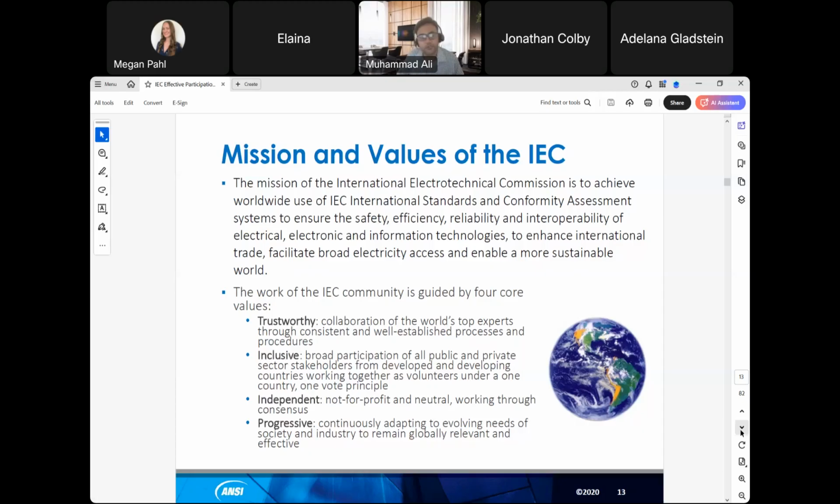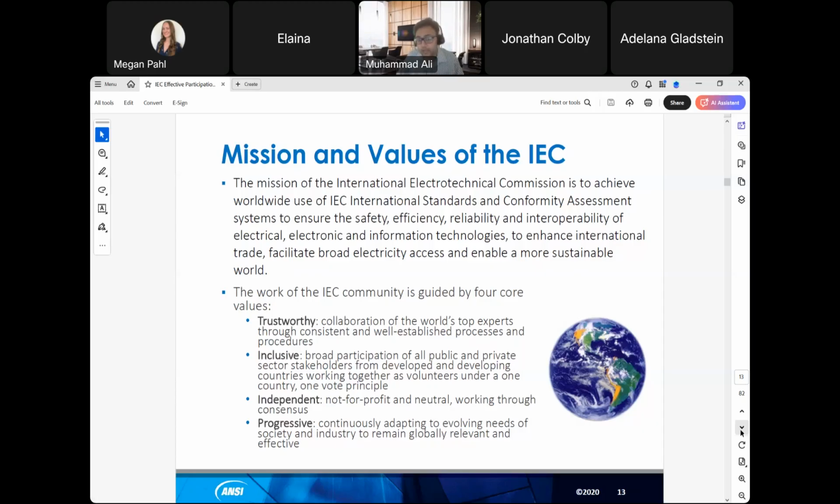So that takes me to the next point. IEC has broad participation from all over the world, from the public and private sector, from governmental organizations, from SDOs, from consumers, and developing countries, all working together under the same mission to come up with one standard that is market relevant. It's, of course, independent, nonprofit, neutral, and working through consensus. And then it's continuously adapting to the evolving needs of society.